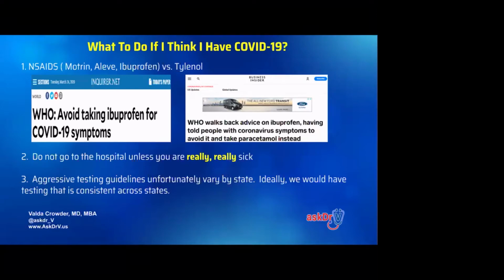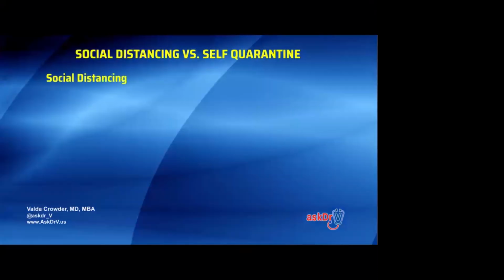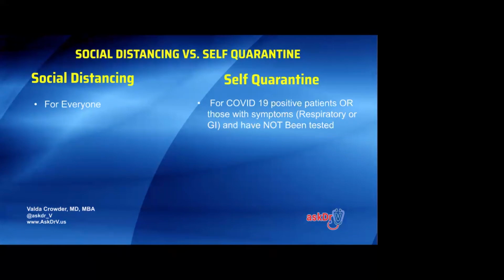Aggressive testing guidelines: I get a lot of questions about testing, and unfortunately it varies state by state. I work in different states myself. Ideally, we would have testing criteria that are consistent across states, but we do not. I think that we are going to have to develop some baseline consistency, given the amount of people who are asymptomatic and actually transfer the disease. Social distancing versus self-quarantining. Social distancing is what everyone is doing.